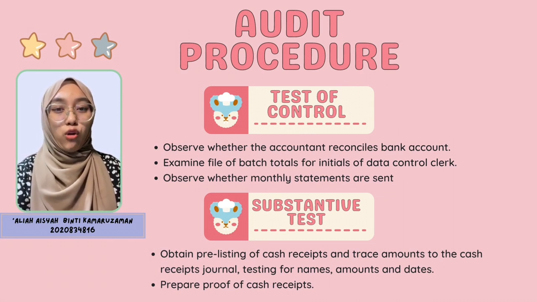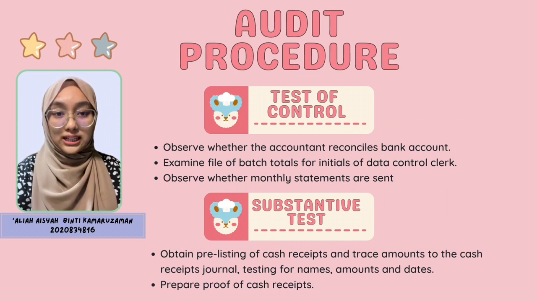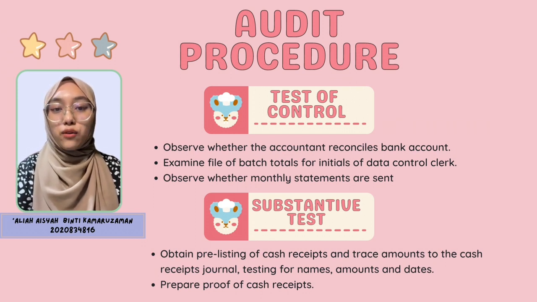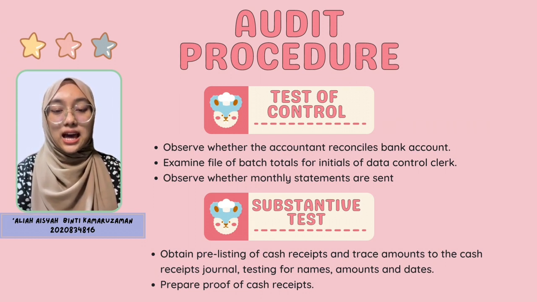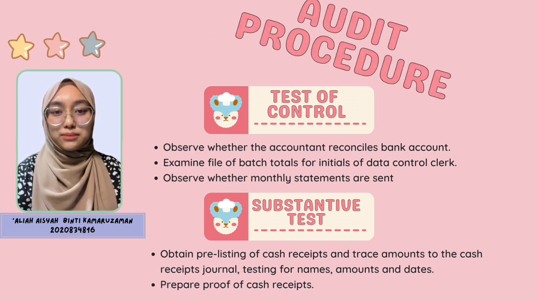For the test of control, I observe whether the accountant reconciles the bank account, examine the file of batch totals for initials of the data control clerk, and the last one, observe whether monthly statements are sent. For the substantive test, I obtain a pre-listing of cash receipts and trace amounts to the cash receipts journal, testing for names, amounts, and dates, and the last one, prepare proof of cash receipts.